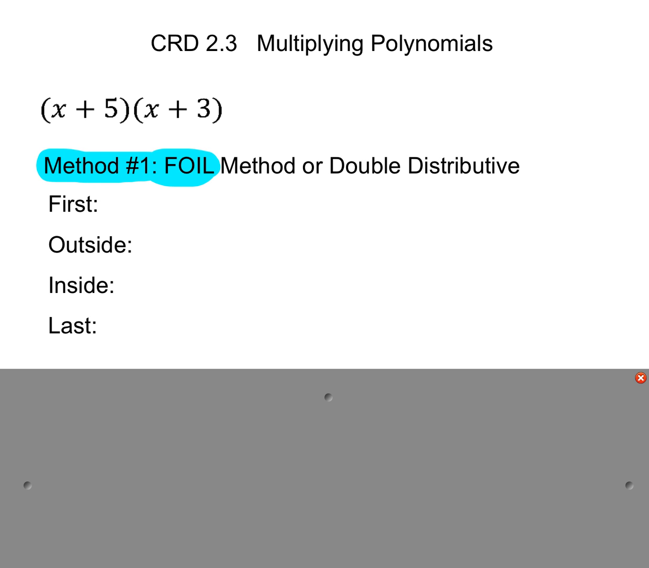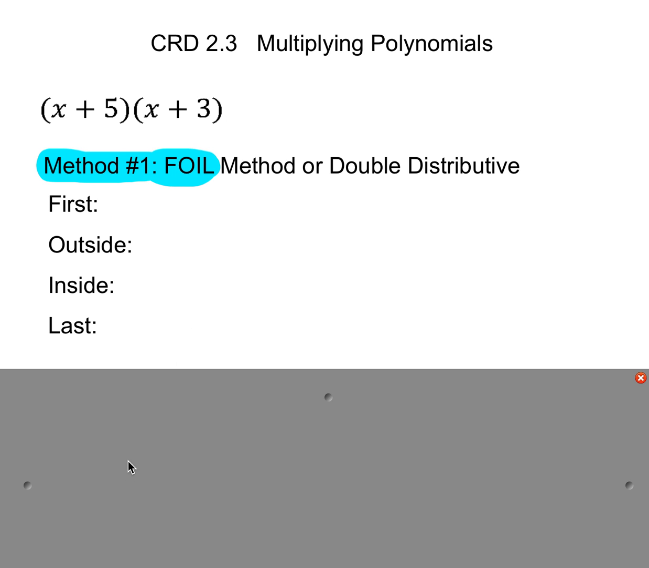2.3, multiplying polynomials. So you've learned how to name them, you've learned how to add and subtract them, now we're going to learn how to multiply polynomials. In the next lesson, we'll learn how to divide them. So I have a binomial here, a linear binomial, x plus 5, and I want to multiply it with another linear binomial, x plus 3.